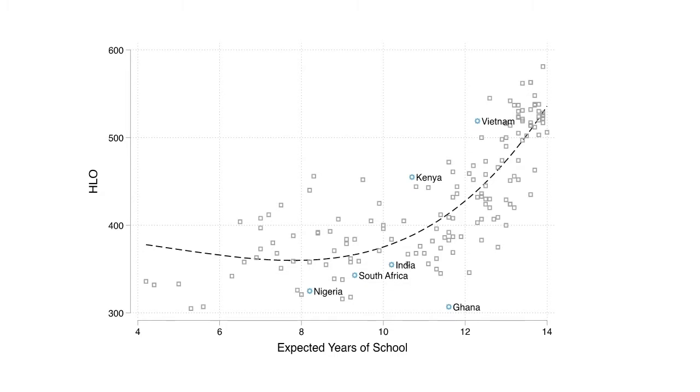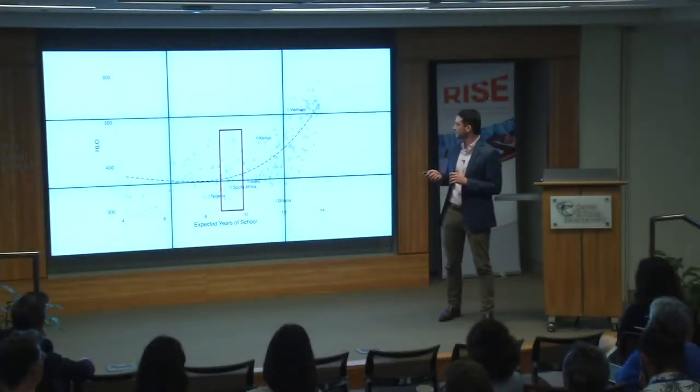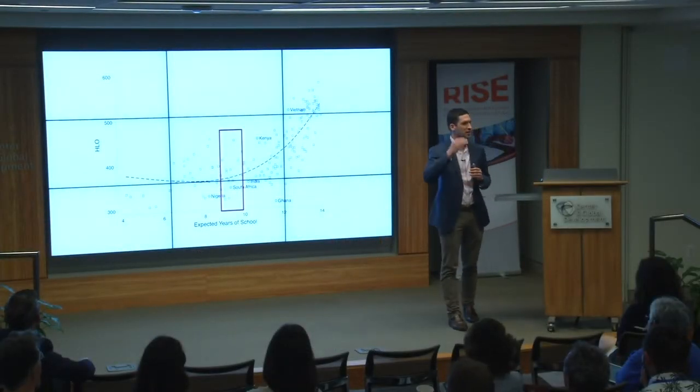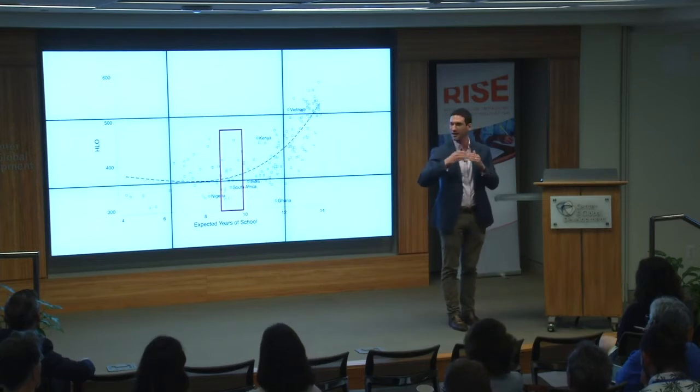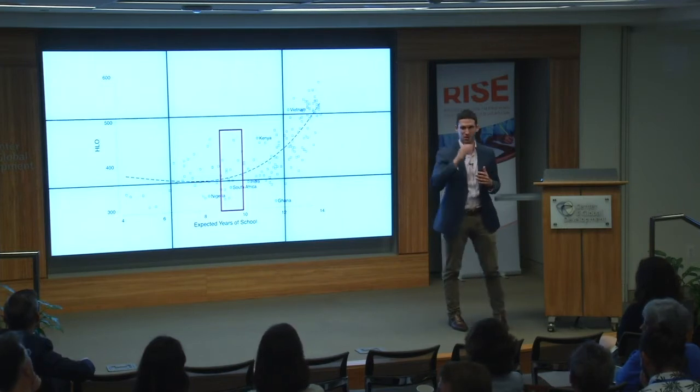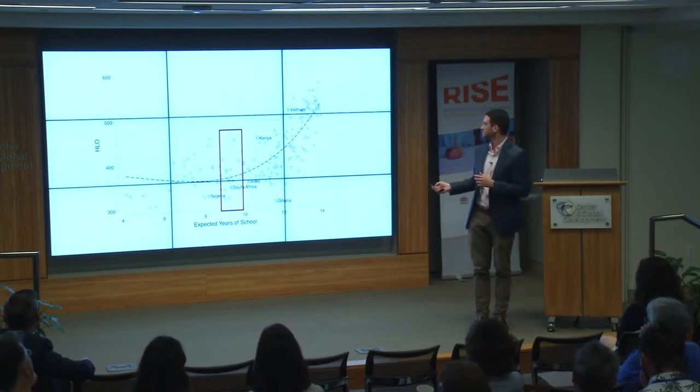Vietnam and a few other countries do relatively well on expected years of schooling, but not on learning: Nigeria, South Africa, and India. I think an interesting thing to highlight is there's actually a lot of variation, conditional on years of schooling. There's a lot of countries that do produce much higher learning, showing that it's not necessarily just a function of years of schooling. There's actually a lot of scope to improve conditional on years of schooling.